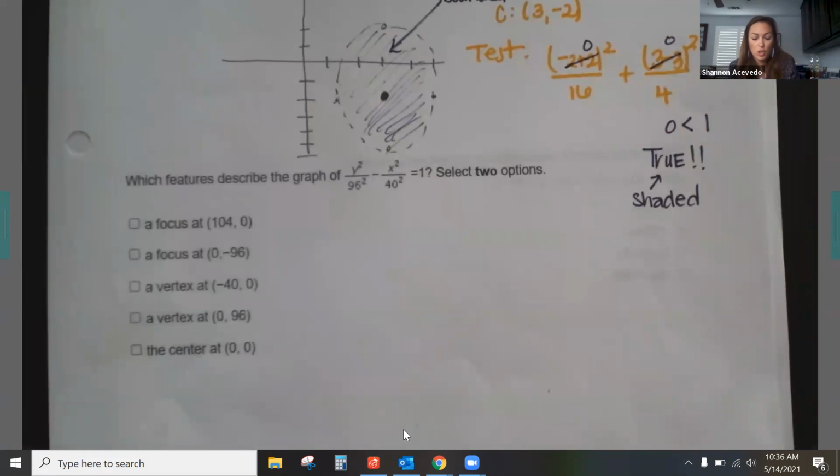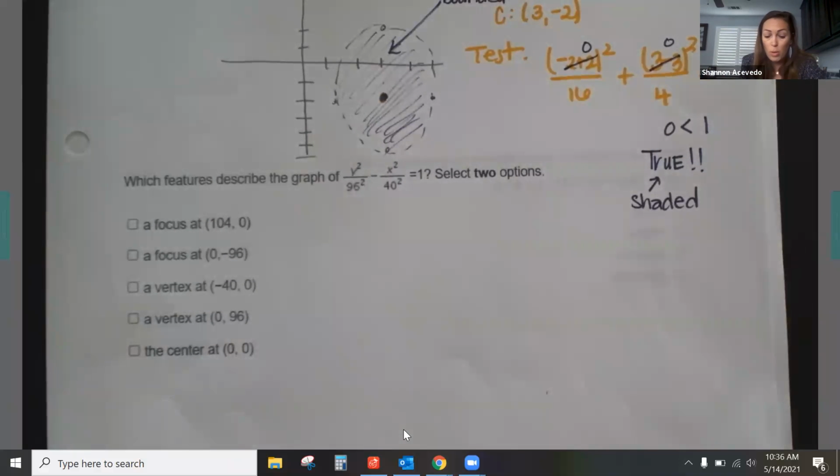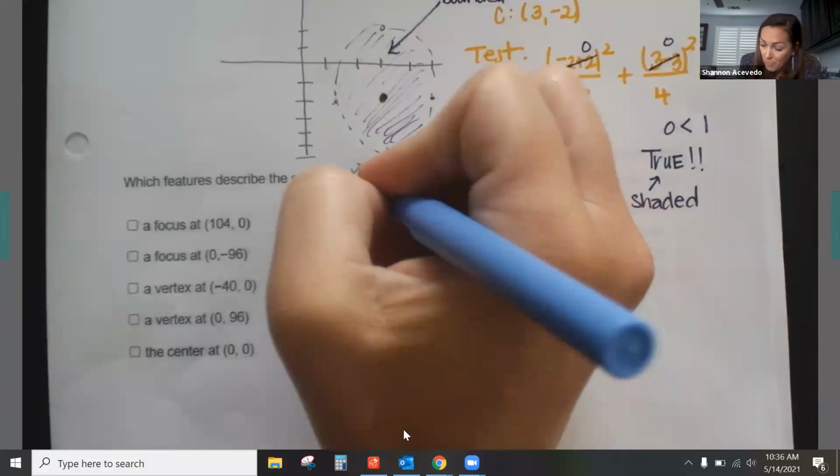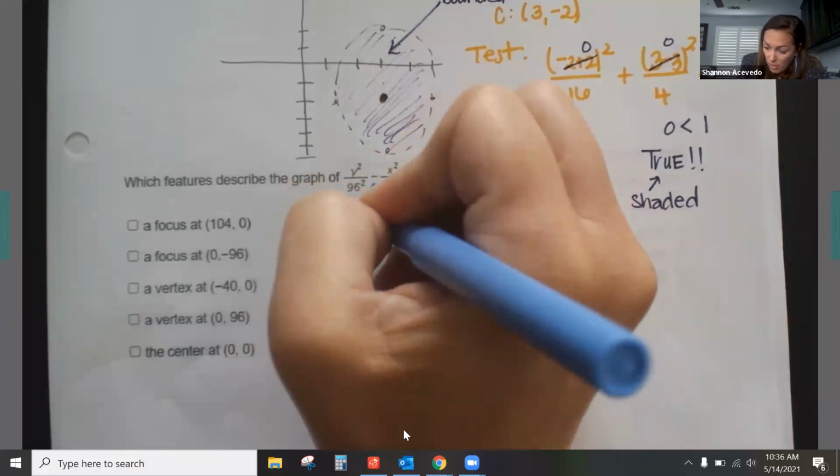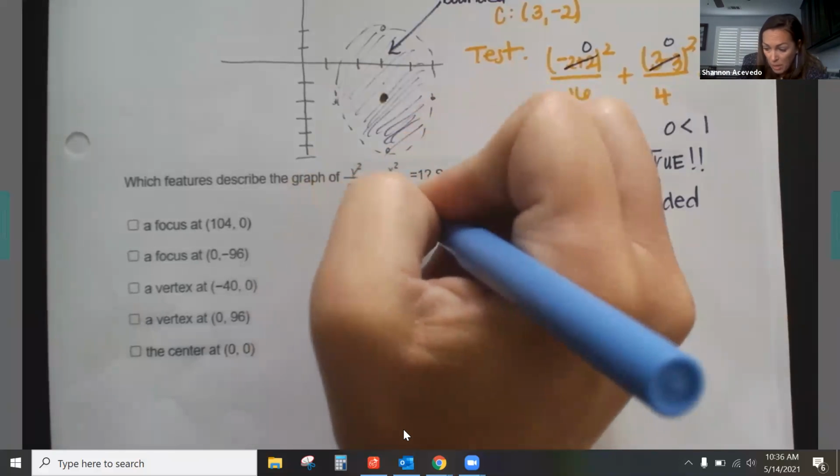All right, this one's describing features. So again, you could graph this. These are a little bit difficult because when you graph them, they don't automatically put the focus in there for you. So you still have to do work by hand. These are ones that I like to just go ahead and sketch by hand real quick. So what are we working with? We're working with a hyperbola because it's a minus.